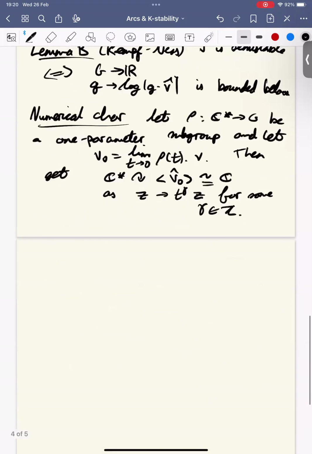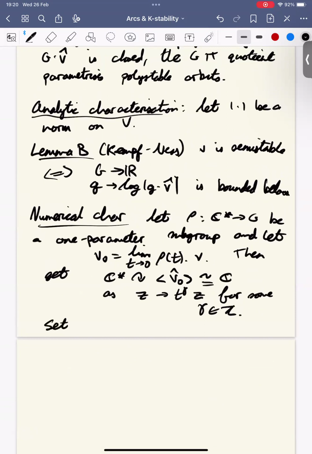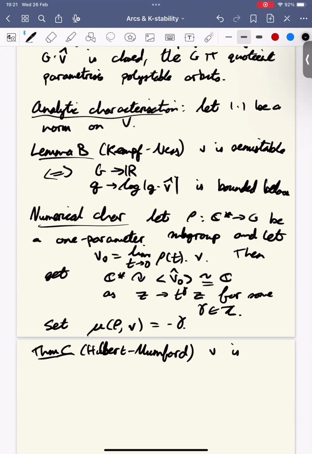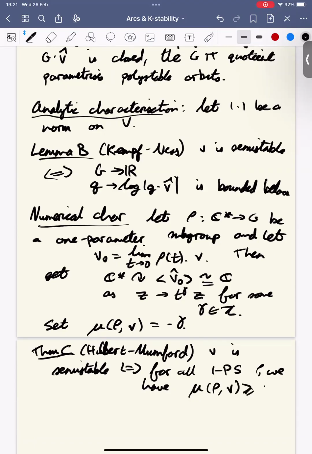Okay, and we'll define then a number, mu, called the weight. We'll set mu of rho, V to be minus gamma. That's maybe slightly ahistorical, but it fits better in with case stability. So theorem C is the Hilbert-Mumford criterion, which is what makes GIT an effective theory and one that you can actually compute things with. So it says that V is semi-stable if and only if, for all one-parameter subgroups rho, the weight is actually non-negative. So mu of rho, V is greater than or equal to 0.